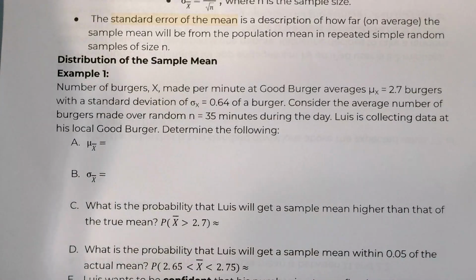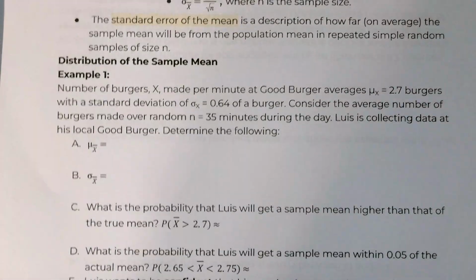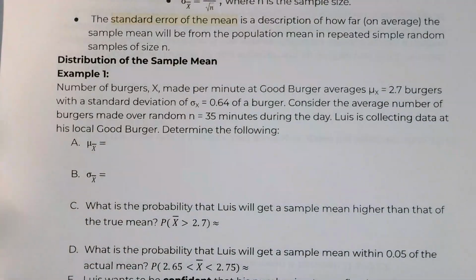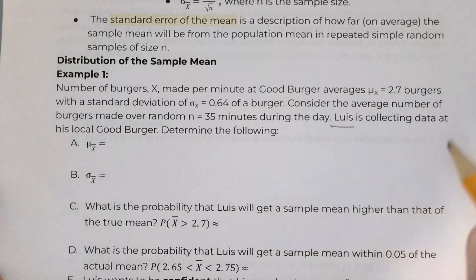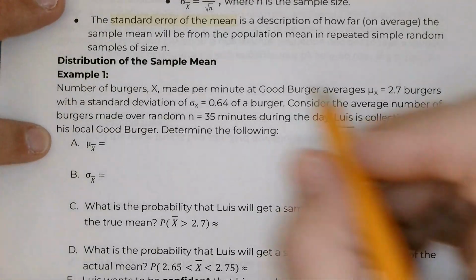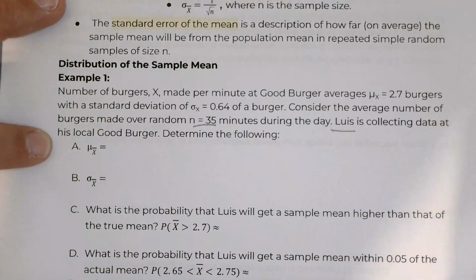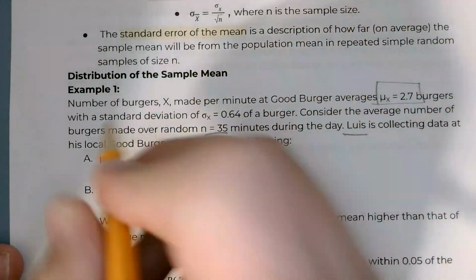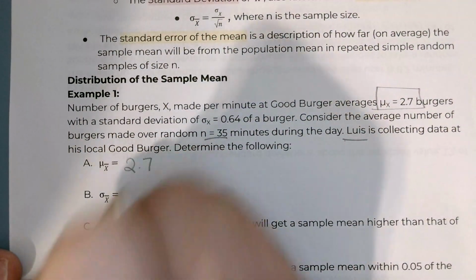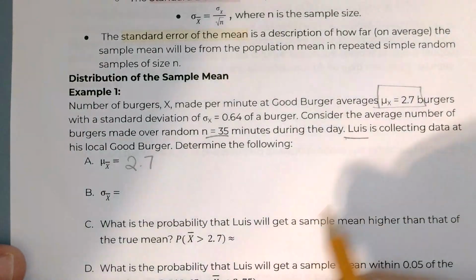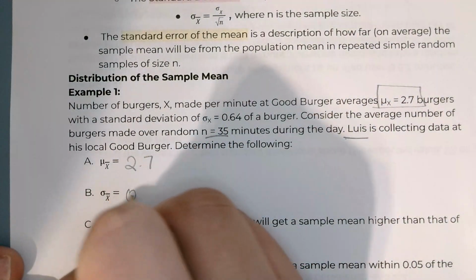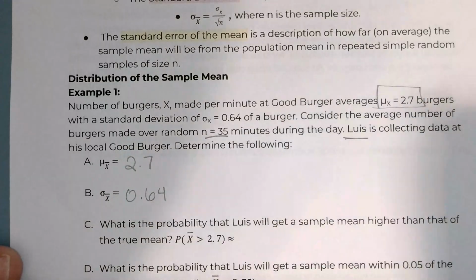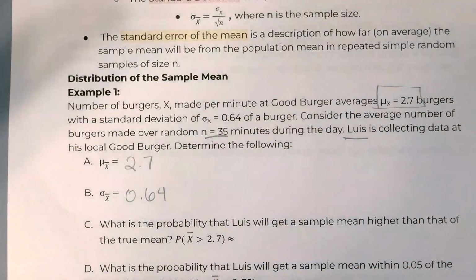Louise is collecting data at his local Good Burger. Determine the following. Okay, so here we have a sample, right? Louise is running his own sample. He is testing his Good Burger at n equals 35 intervals. The average for the national Good Burger chain, the population of Good Burgers, is 2.7. And the population standard deviation is about 0.64 of a burger. So 2.7, give or take about a half a burger a minute.